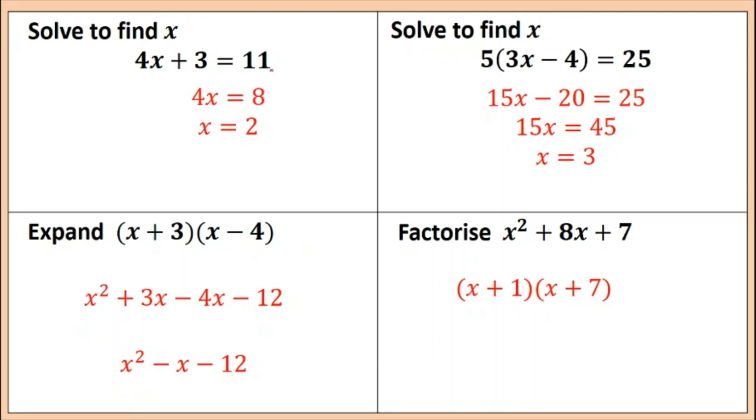For this one, I took away 3 and then I divided by 2 to get x is 2. This one, I started by expanding the brackets. 5 times 3x, 15x. 5 times minus 4 is minus 20.